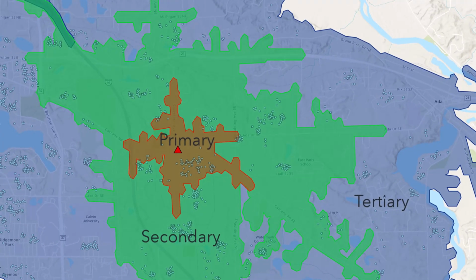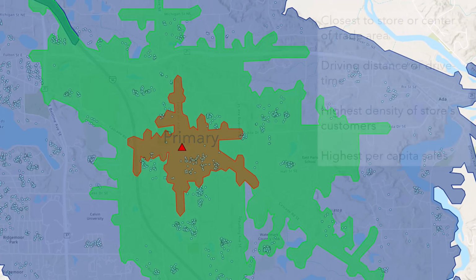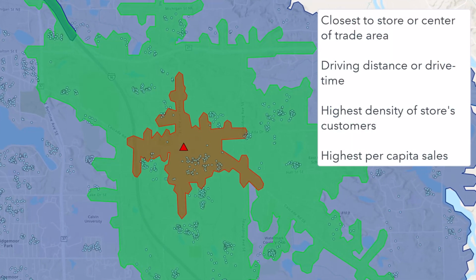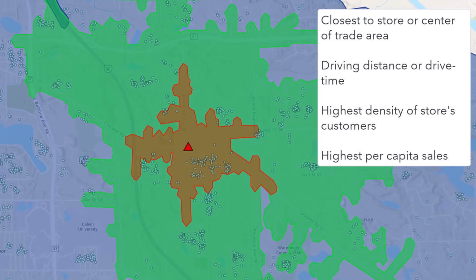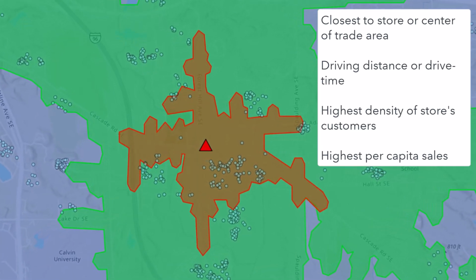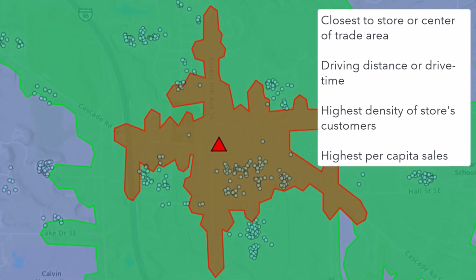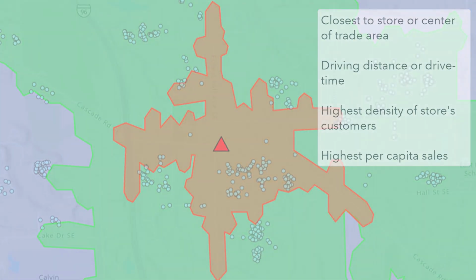From the standpoint of a business, the primary trade area is key. This is the area that is closest to the store or center of the trade area as measured by driving distance or driving time, and is expected to contain the highest residential density of the store's customers and the highest per capita sales by residence locations.